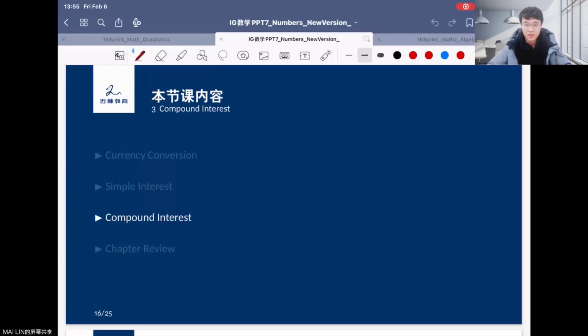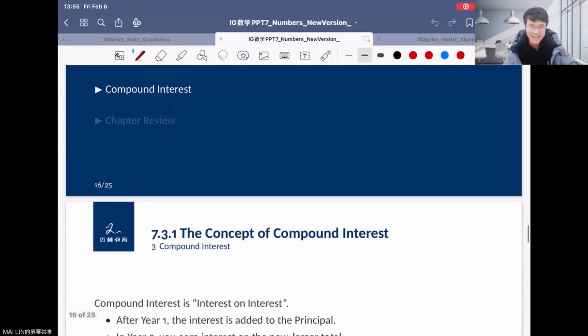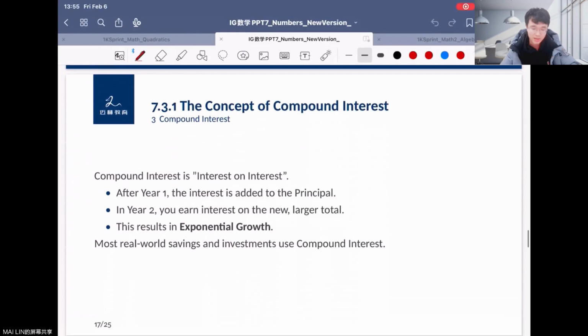Okay, hello guys. Today our topic is compound interest. We are talking about how interest works in different ways when you're saving or depositing in the bank. So let's move into the first part, the concept of compound interest.